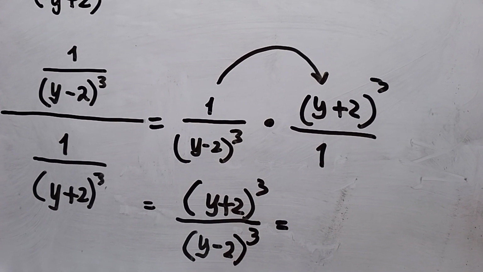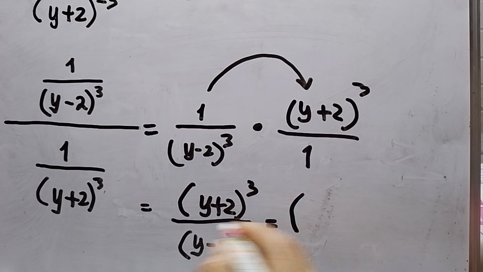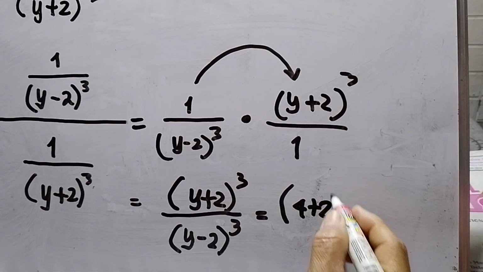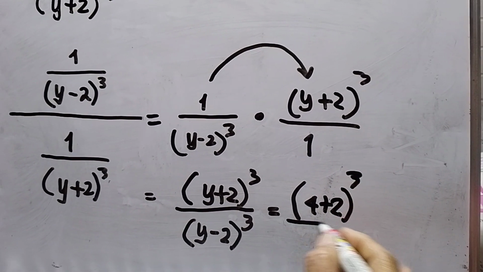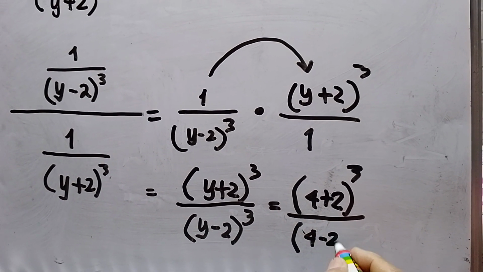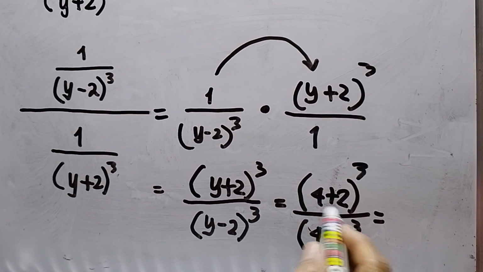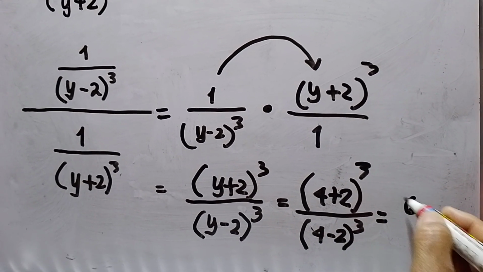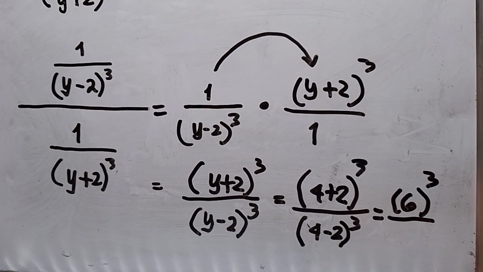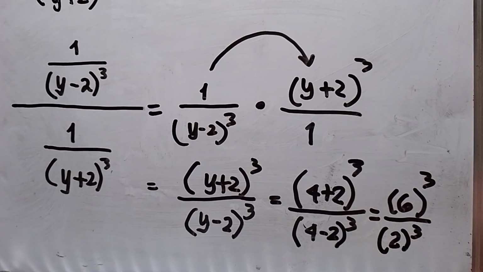And then I will substitute my y value, which is 4, inside the round brackets. So this will be 4 plus 2 raised to the third power over 4 minus 2 raised to the third power. So simplify inside the round brackets. So this will be 6 raised to the third power. And then how about this one? 4 minus 2, this will be 2 raised to the third power.